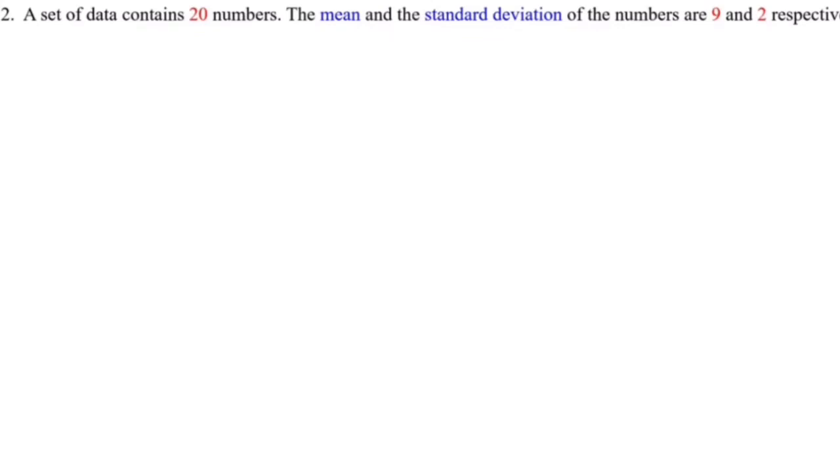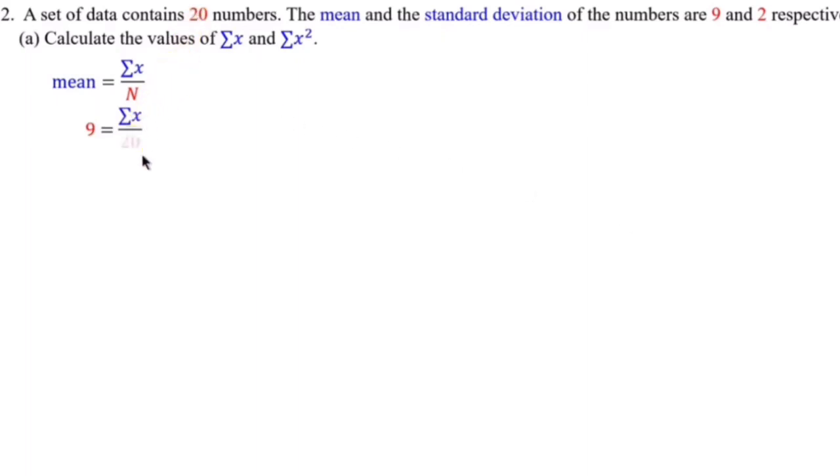Okay, and you're asked to find the sum of the data and the sum of the data square. So we will use a formula. Mean is equal to the sum of the data over n. Write down the formula first, then you just substitute. The mean is 9. Sum of data not given, total not given. The number of data was given, 20. So if they give you the number and the mean, you can find the total. 9 times 20, so the total is 180. The total of the data.